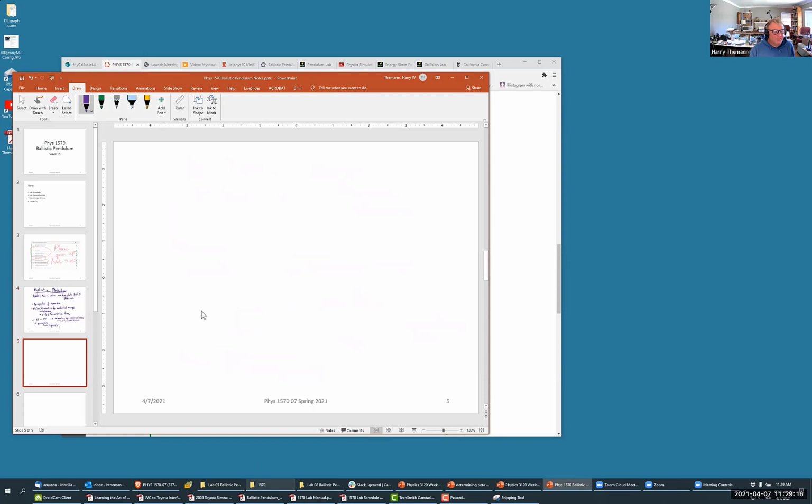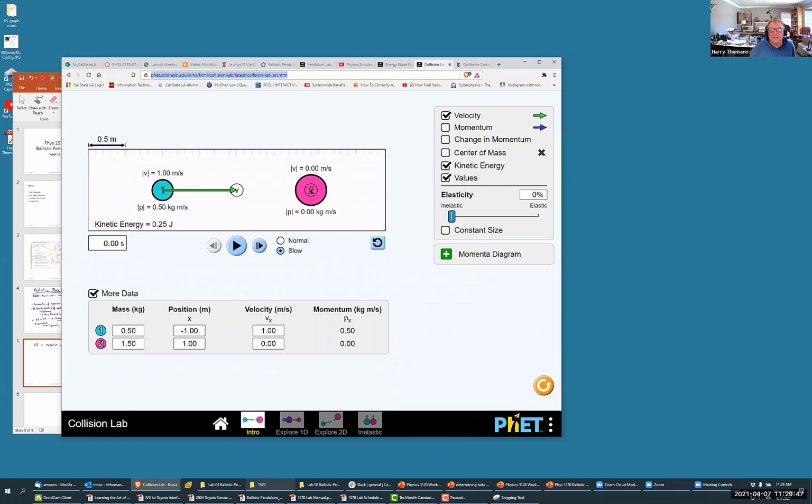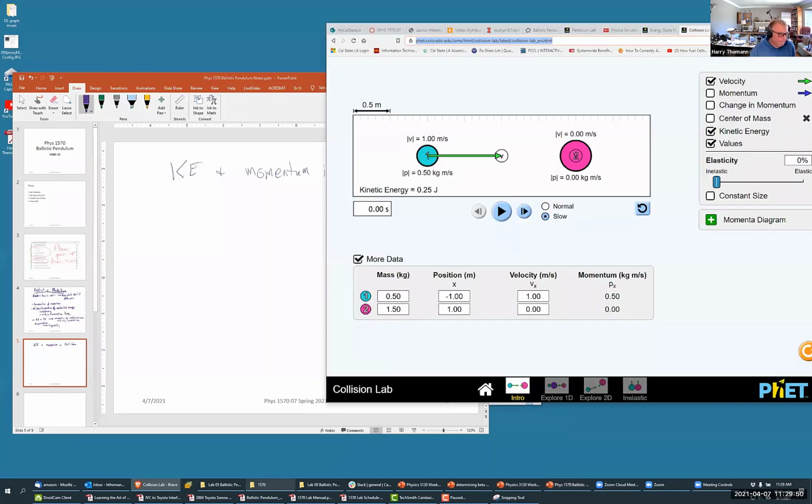Just yell at me if you want me to go back. So this part, collisions, we've already seen, but we have this neat little sim here that I asked you to open. So we can revisit it. Oh, we're up to 13 of us. Okay.